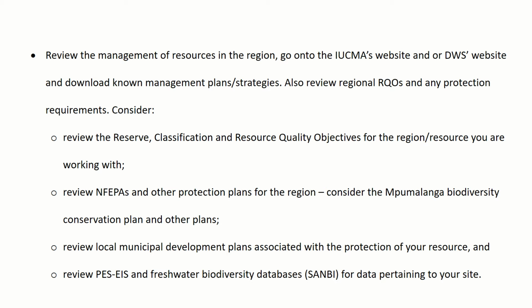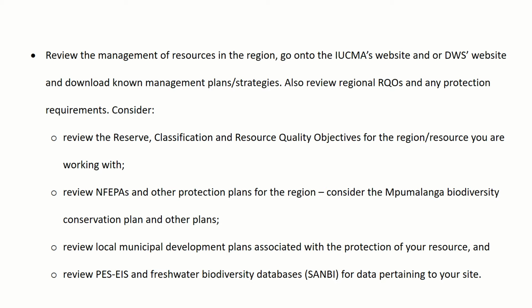Review the classification for water resources. Review the RQOs for the resource, for the region and the resource you're working with in particular. What RQOs, what requirements, management obligations are specific to your type of system, your specific system. Review national freshwater ecosystem priority areas. Is this a listed fish sanctuary or not? Okay, what other priorities are listed?